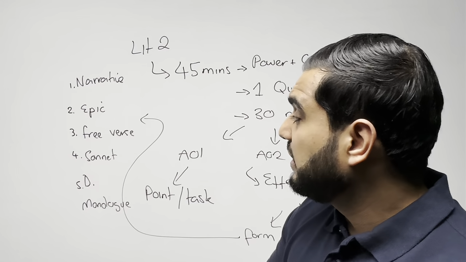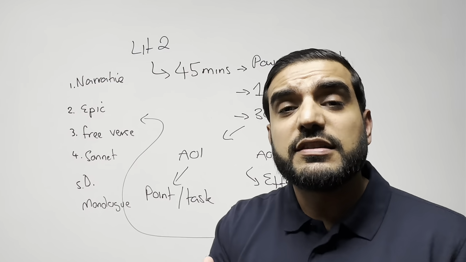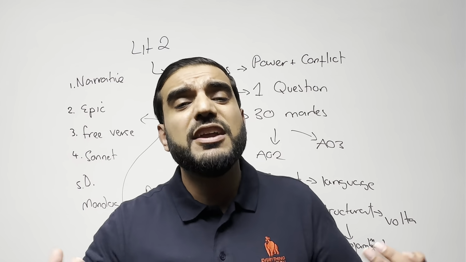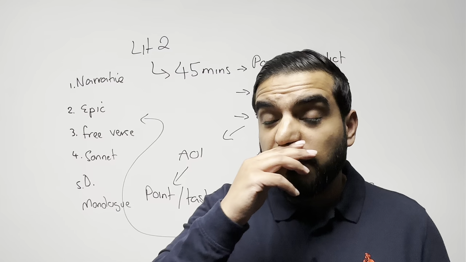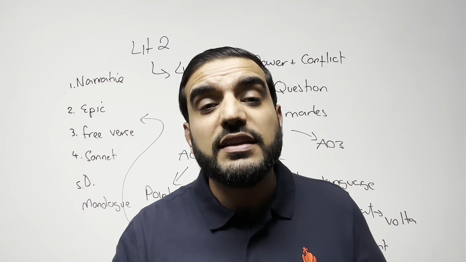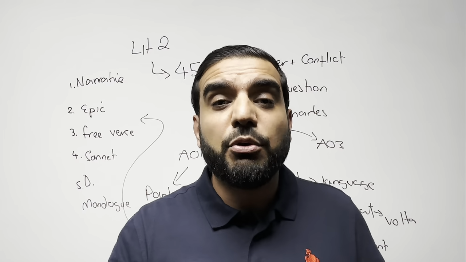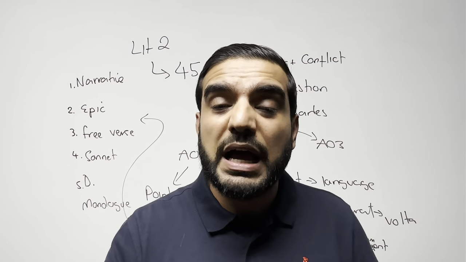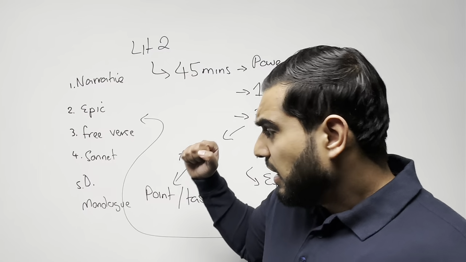Number three, guys, let's do sonnet first and then free verse. Guys, a sonnet is a 14-line poem that is normally about love. This doesn't have to be romantic love. This can be any form of love. For example, Ozymandias is a sonnet. It is a 14-line poem about love. However, this guy loves power and he loves himself.